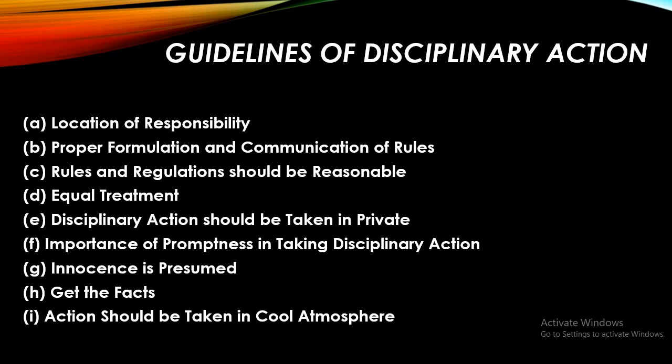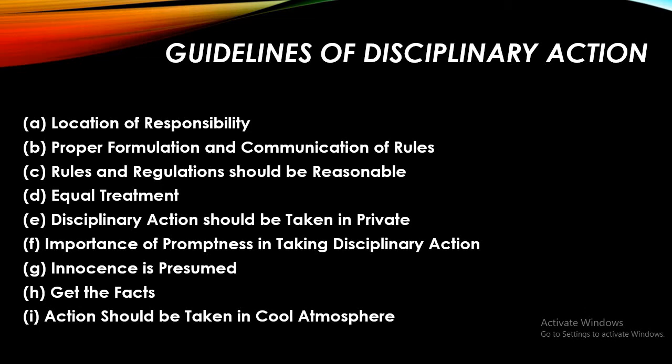Innocence is presumed. An individual is presumed to be innocent until he is proven to be guilty. The burden of proof is on the employer and not on the employee. It is for the management to prove beyond a reasonable doubt that a violation or an offense has been committed before any punishment is awarded. The kind of proof that would be needed for this purpose would depend on the gravity of the offense that has been committed.